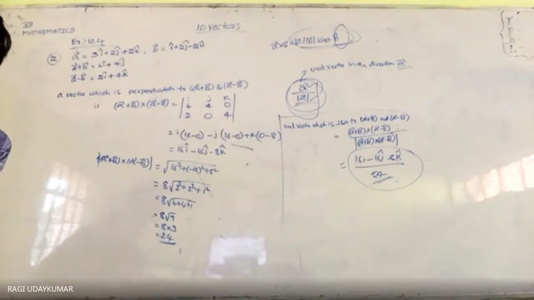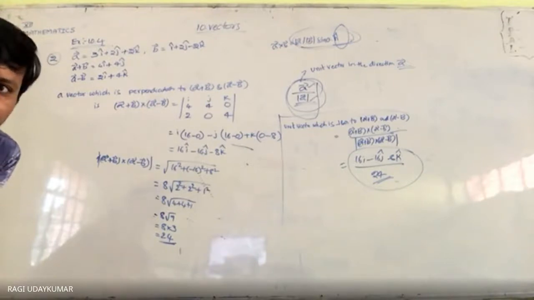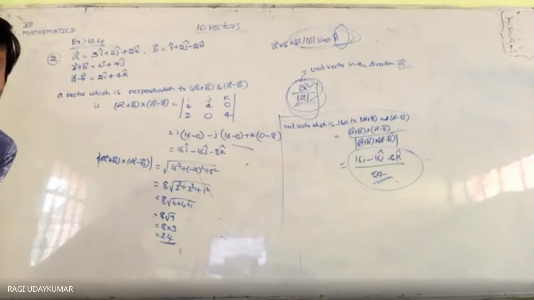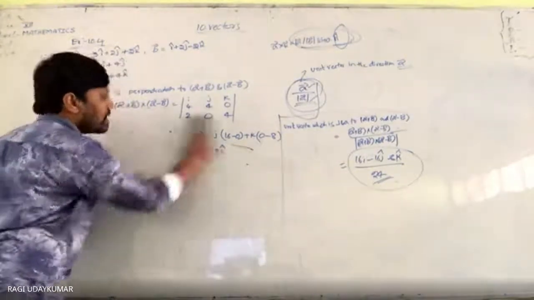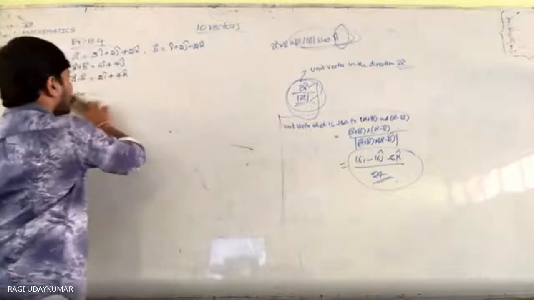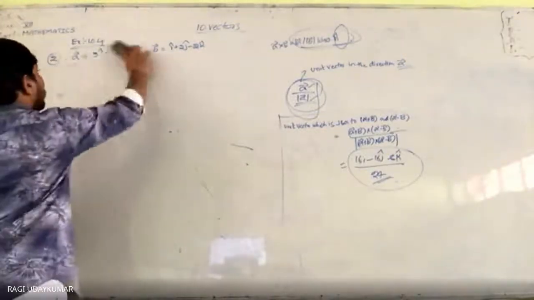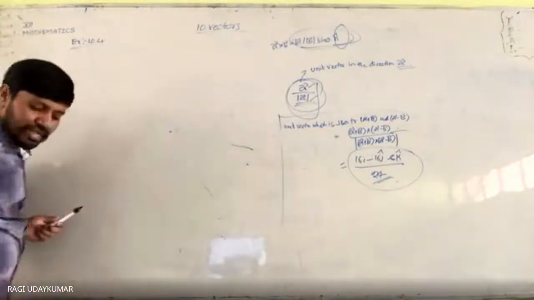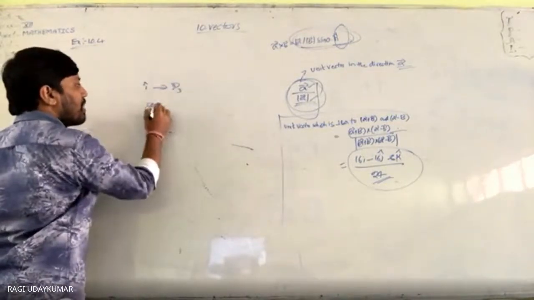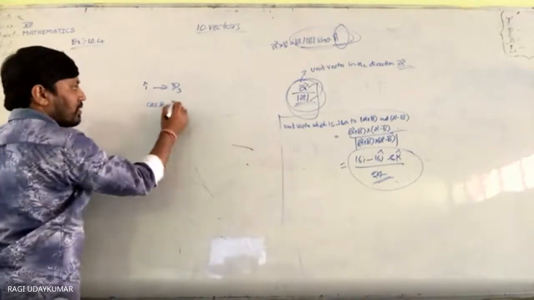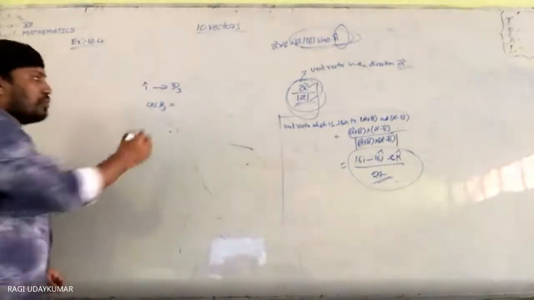The components of the A cap is what is being asked. So it's very simple here. The vector makes an angle of pi by 3 with I cap, so find cos pi by 3. What value will you get? Cos pi by 3 is 1 by 2.